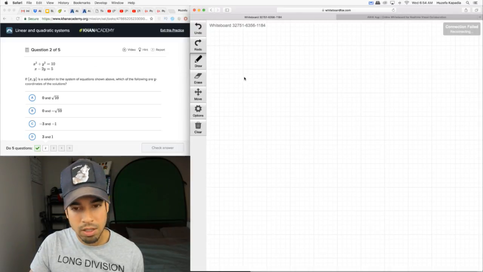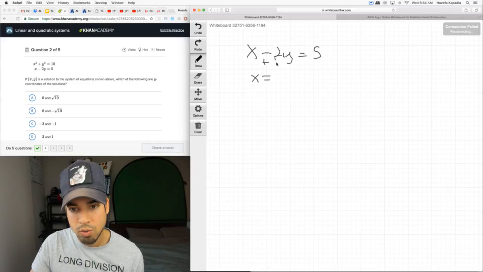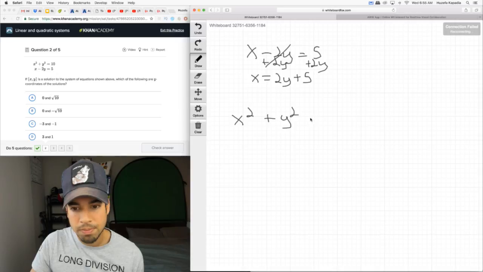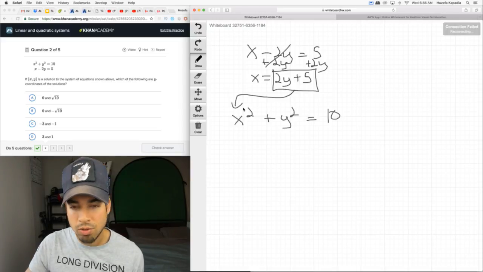So the bottom one is going to be pretty easy. x minus 2y equals 5. To isolate x, I'm going to add 2y to both sides, so x equals 2y plus 5. Then I'm going to plug that into my top equation. This is good because we're solving for the y value, so we don't have to plug anything back in.